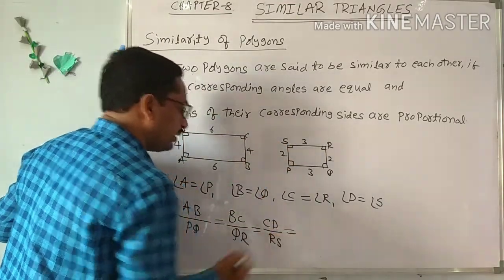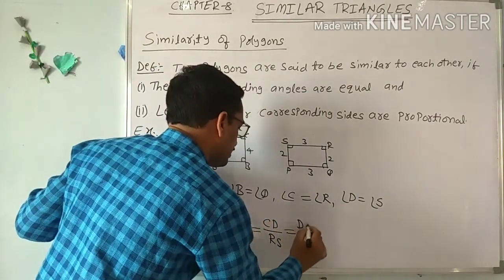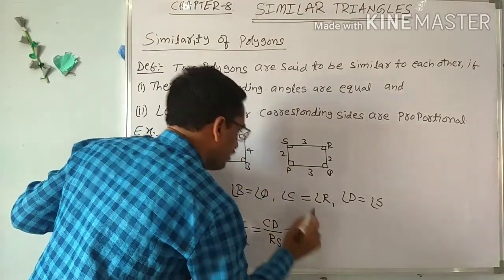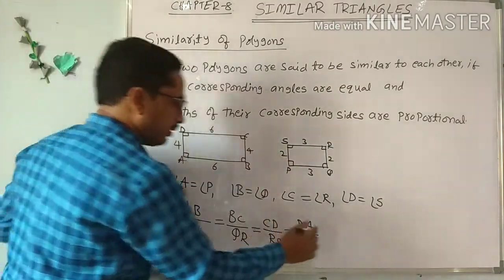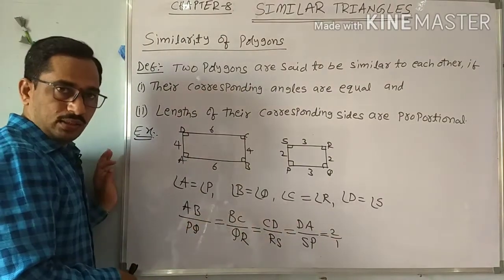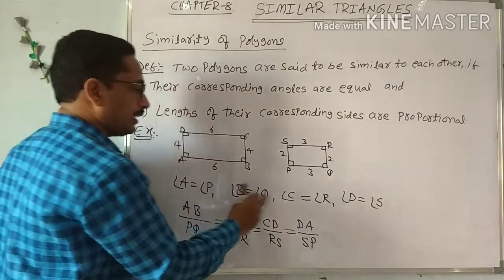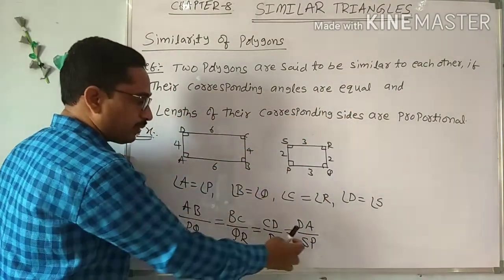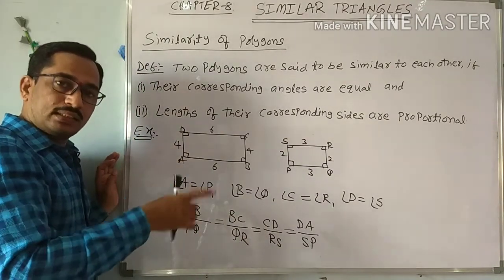So this is also equal to the fourth side DA or AD, by SP or PS. This DA value is 4, SP value is 2, 4 by 2. So all these are equal to 2 by 1. This is known as proportional. So this satisfies the two conditions: the first, the corresponding angles are equal, and the second, the lengths of corresponding sides are proportional. The sides are proportional, not equal. Angles equal, sides proportional.